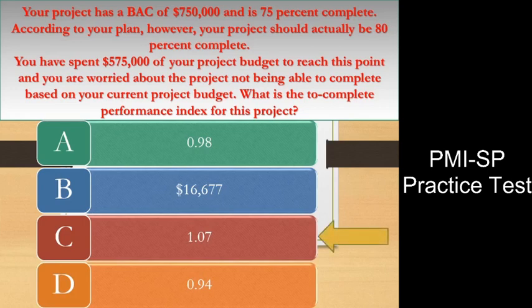A. 0.98, B. $16,677, C. 1.07, D. 0.94. Answer C. Explanation. The to complete performance index can be found by using the formula BAC minus EV over BAC minus AC, for a value of 1.07.